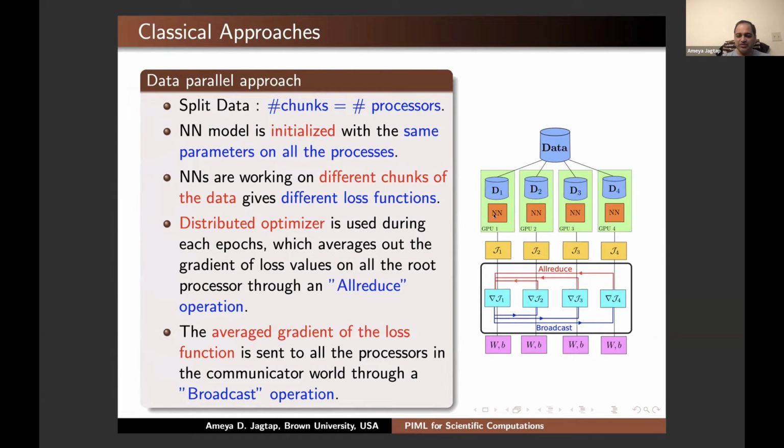Since each neural network works on a different set of data, we end up with different loss functions, J1, J2, J3, and J4. Then they use the distributed optimizer, which averages the gradients of the loss values through an all-reduce operation. This average gradient is then sent to all the processors through a broadcast, and they update the parameters W and B in the networks. But they are using a single network here, and that's one of the issues with the data parallel approach.